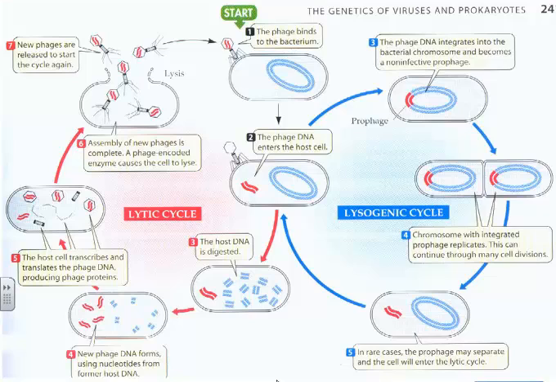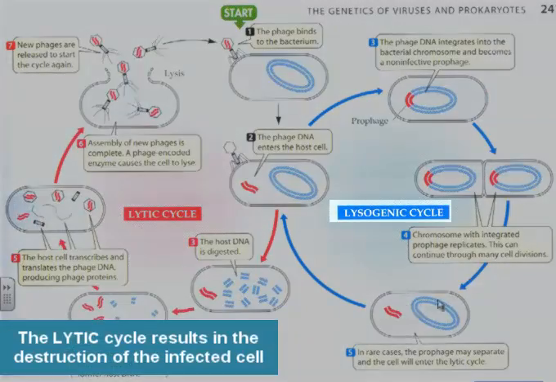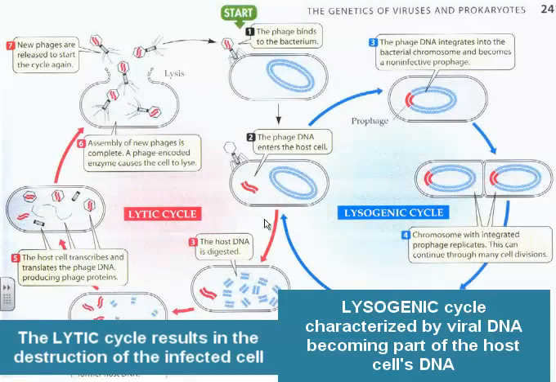Welcome to part 3 of viruses. This is going to be about viruses and how they reproduce and how they spread from organism to organism. In this diagram right here, we have two cycles. We have the lytic cycle on the left and the lysogenic cycle on the right. They're two different cycles, but they work hand in hand with each other.